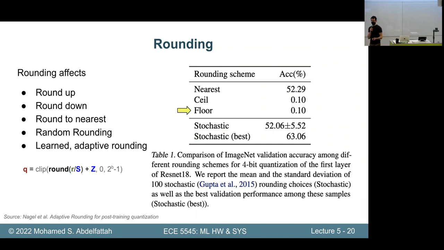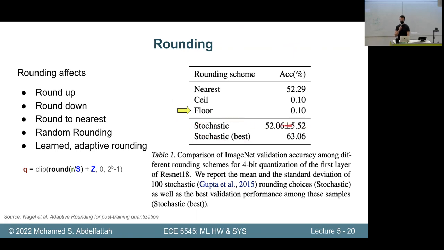A very good rounding function and a safe bet is round to nearest, which is typically how you would round a number. You round it up if it's closer to the up number, and you round it down if it's closer to the down number. That gives you an accuracy of 52%. But the people in that paper found that if you round randomly up or down, you also get close to that round to nearest number. Every time you need to round, you just randomly either round up or round down.